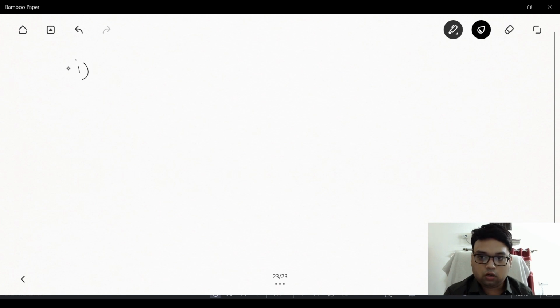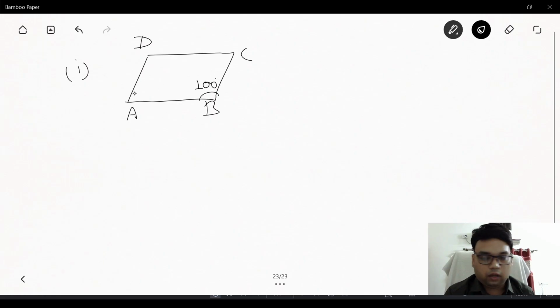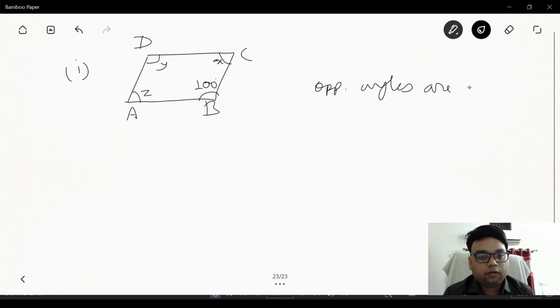Here in question number 1, the figure is like this: A, B, C and D. Angle B is equal to 100 degrees. This one is angle X, angle Y and angle Z. As per the property we used in the earlier question, opposite angles are equal, and according to this theorem, angle Y will be equal to 100 degrees.